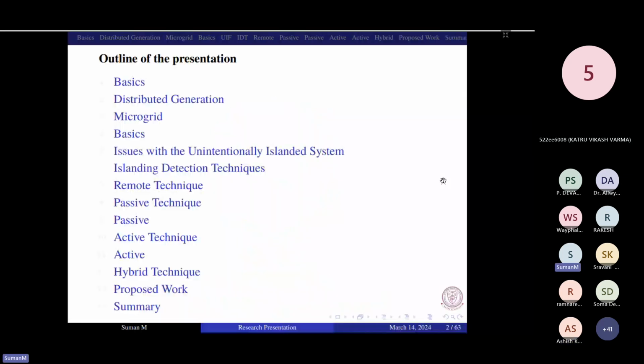So before going to the content, let us see the outline of the presentation. Are you able to see the outline of the presentation or still in the title slide? Yes, we can see your outline slide. Okay, fine. Thank you. So this is the outline.